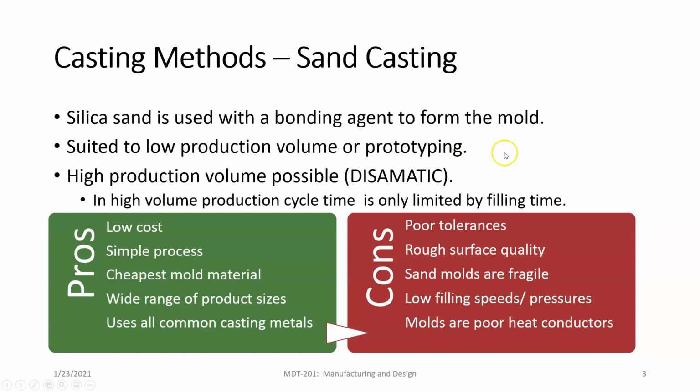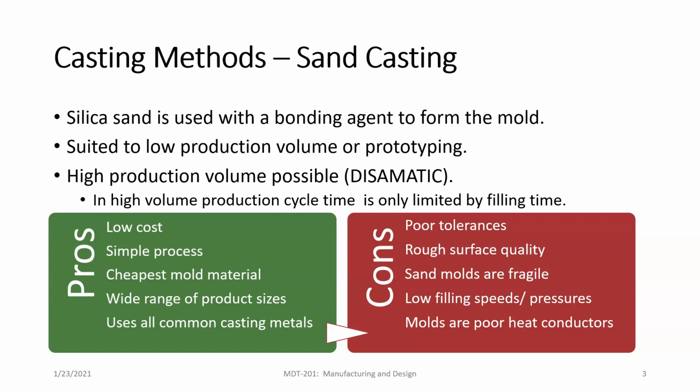You need to use low filling speeds and pressures, right? Because if you're pouring in this molten metal at a very high speed, you're actually going to get tear outs of the sand. So you're going to actually pull and mar the sand molds.